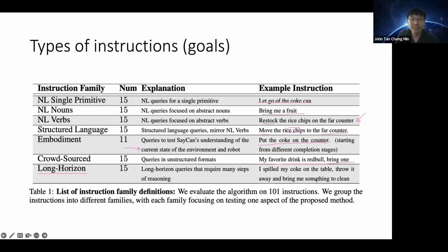Long horizon is when you have something that requires a long amount of processing steps to do, like spill my coke on the table, throw it away, and bring me something to clean. Yeah, so you need to throw the coke can away and you need to bring something to clean. So this requires like 10 over steps. Yeah, so these are long horizon tasks. So let's see how SayCan performs on all these tasks.